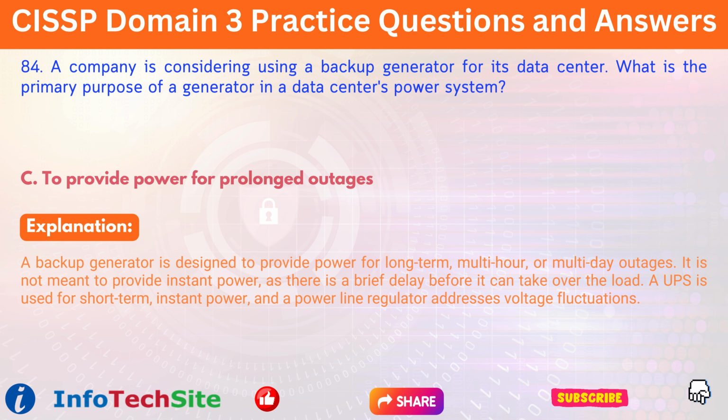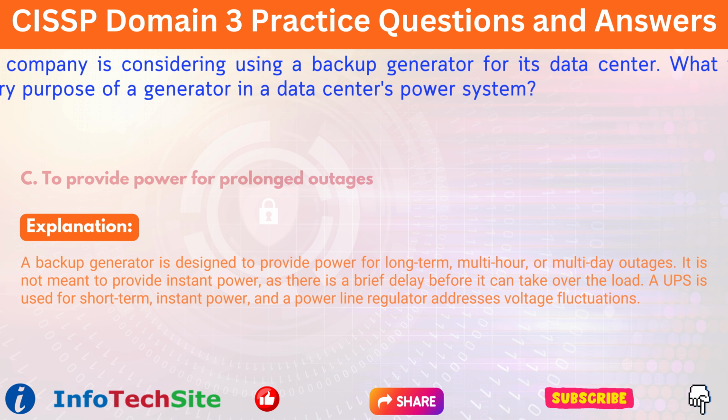The correct answer is C. To provide power for prolonged outages. Explanation. A backup generator is designed to provide power for long-term, multi-hour, or multi-day outages. It is not meant to provide instant power, as there is a brief delay before it can take over the load. A UPS is used for short-term, instant power, and a power line regulator addresses voltage fluctuations.